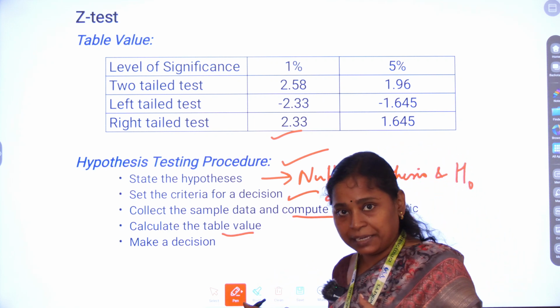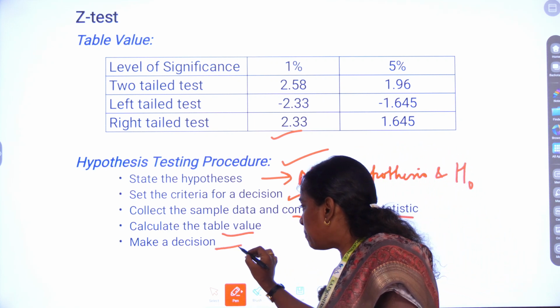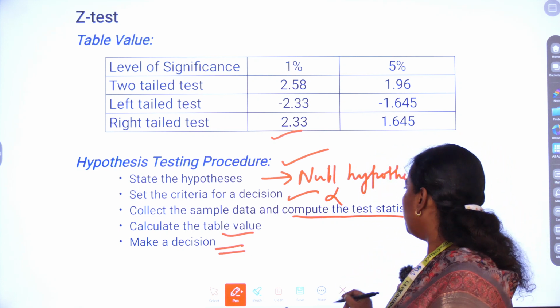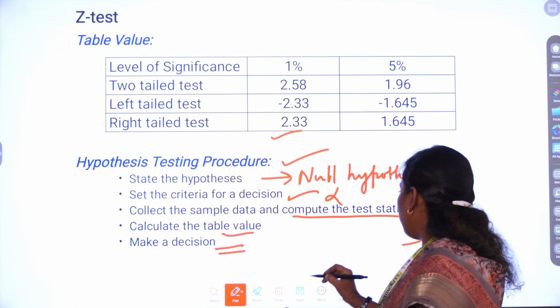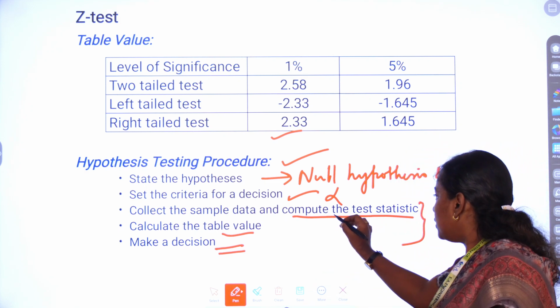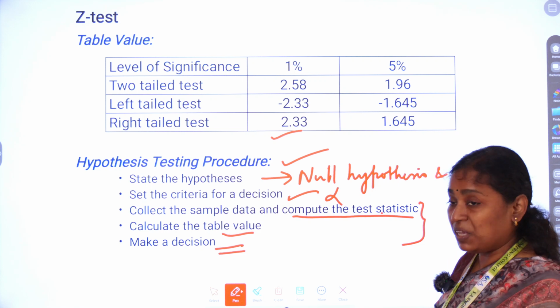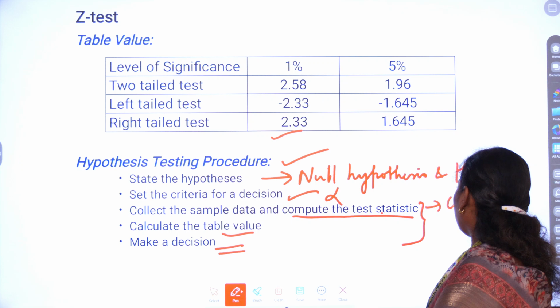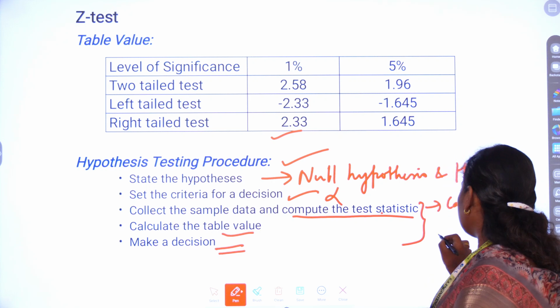After finding this, a very important step is making a decision. How do you make a decision? The decision is made based on step 3 and step 4. After computing the test statistic, we call the test statistic the calculated value. This is otherwise said to be the Z statistic.